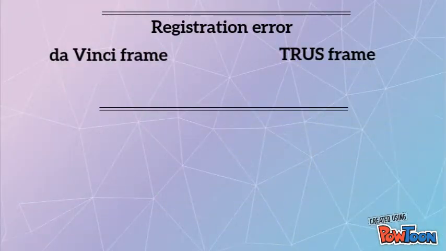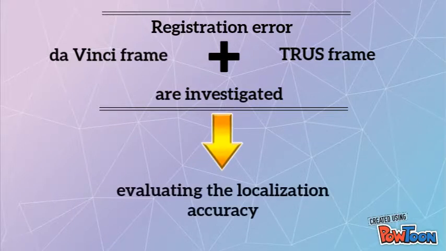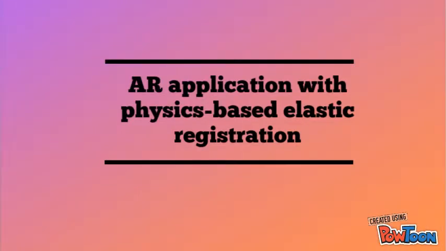The registration error between the Da Vinci frame and the TRUS frame is investigated for each test case, followed by evaluating the localization accuracy. Second is our application with physics-based elastic registration.